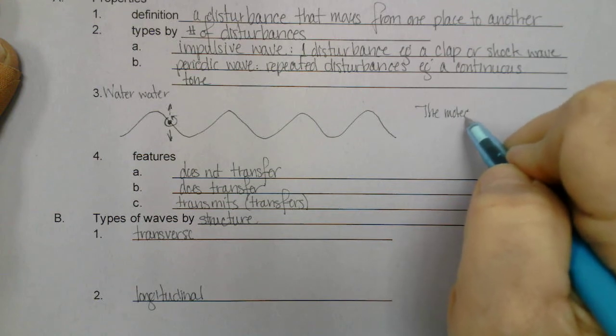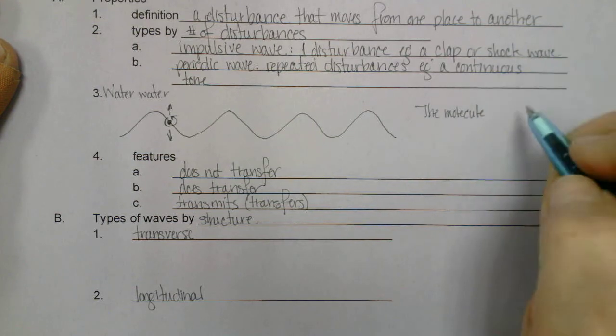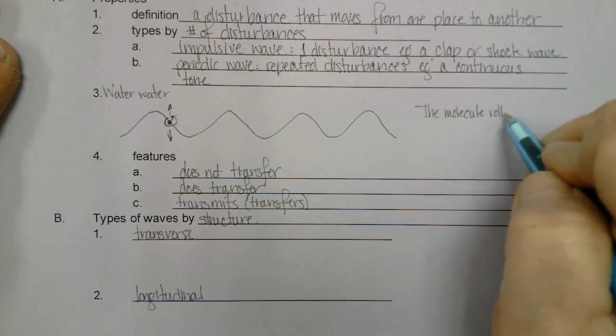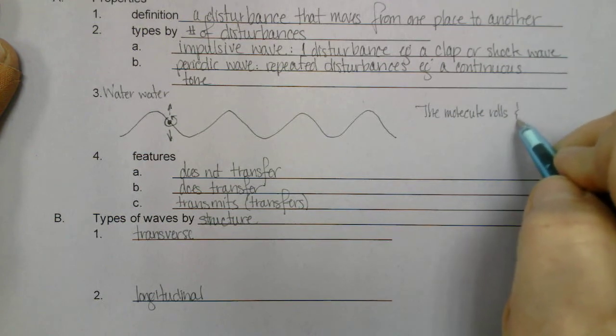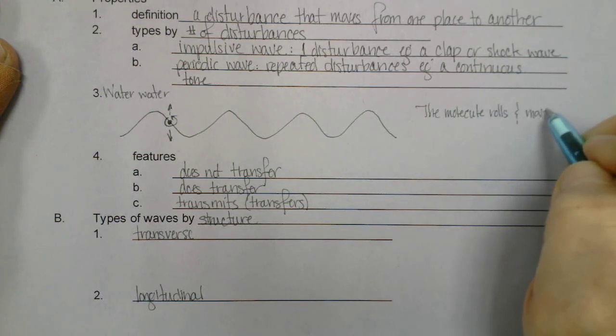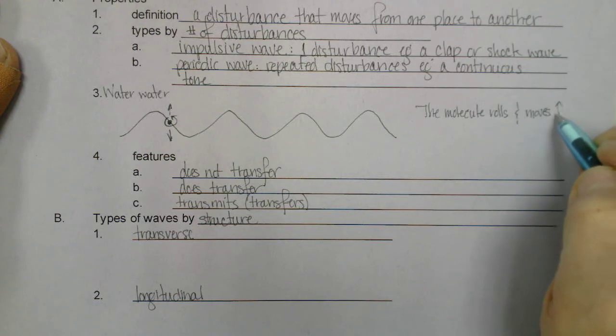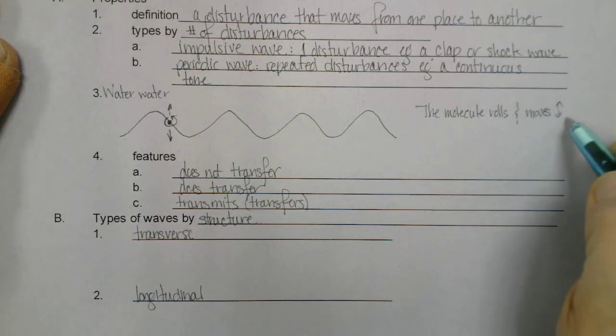The molecule rolls in place. It rolls in place and moves up and down, but not forward.